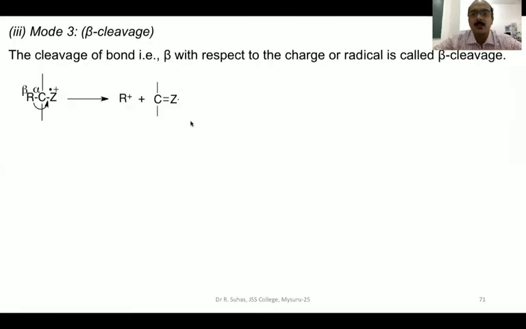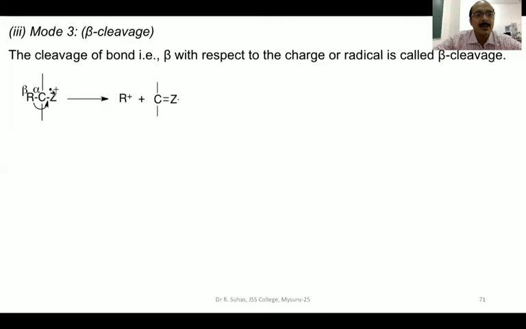The next one is mode 3. It is called beta cleavage. The name itself is telling we have to cleave the beta bond. From where the beta bond, we will see. The cleavage of the bond that is beta with respect to the charge or radical, that is called beta cleavage.